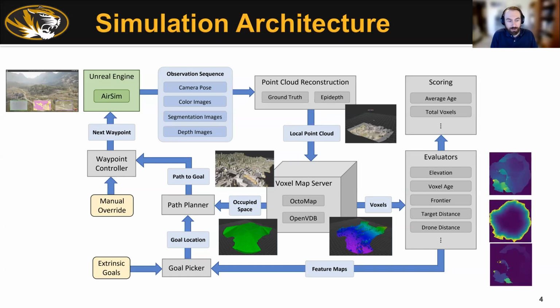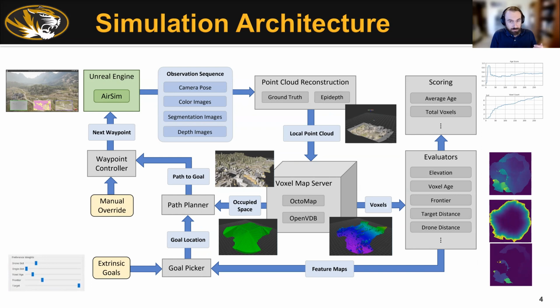We'll talk about how we can evaluate all of that information and come up with different ways of looking at different features of that voxel space, and then using that, for instance, to do things like scoring, like figuring out how well it's doing, how well it's performing over time. And these feature maps also are used to pick goals and decide where we want to go.